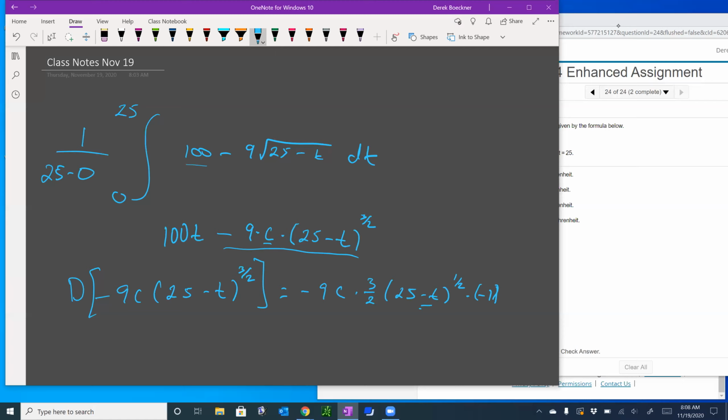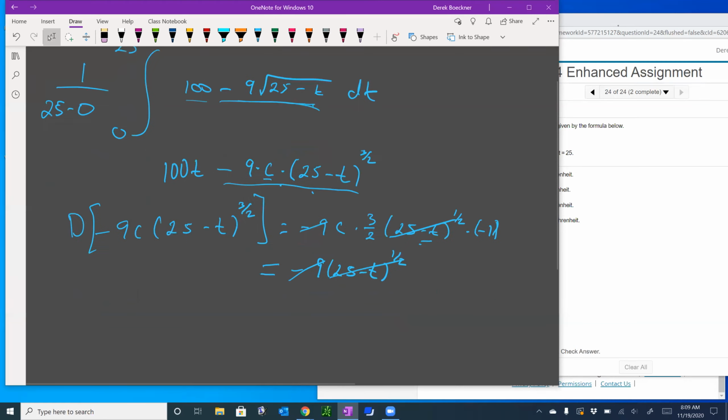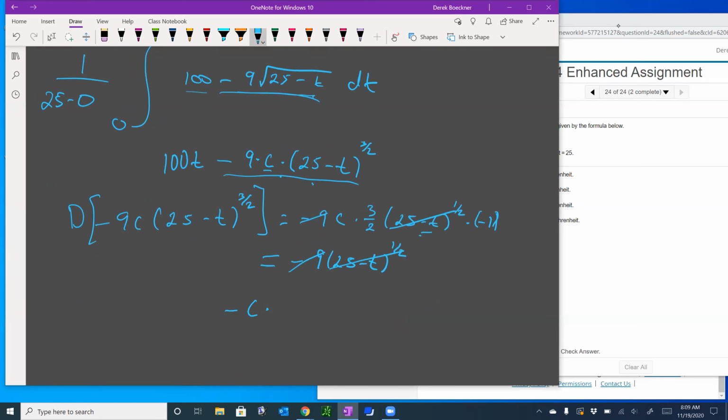Okay, so I can solve for c because I want this whole thing to equal minus 9 times 25 minus t to the 1/2. That's what I want it to equal because that's what I have up here, right? We thought it was going to look like this. We want it to equal this after I take the derivative of this thing, so I set these two equal. I can cancel the minus 9s, I can cancel that bit. I get that minus c times 3 halves equals 1. So c equals minus 2/3.